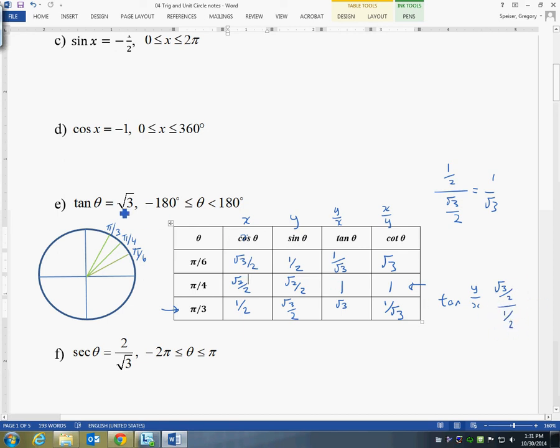In other words, when you see tan of theta is equal to root 3, think that the one in the numerator has got to be root 3 over 2, and the one in the denominator has got to be 1 over 2. So when is that? That's pi over 3. Okay, so y over x.